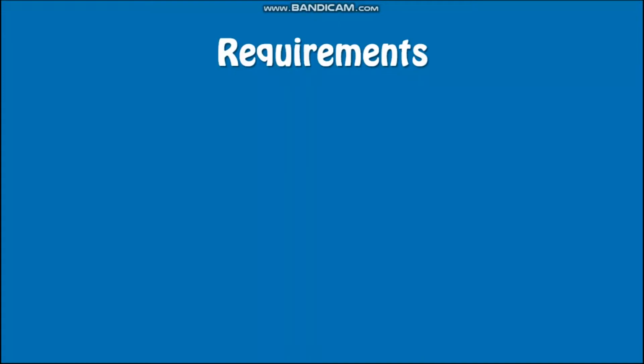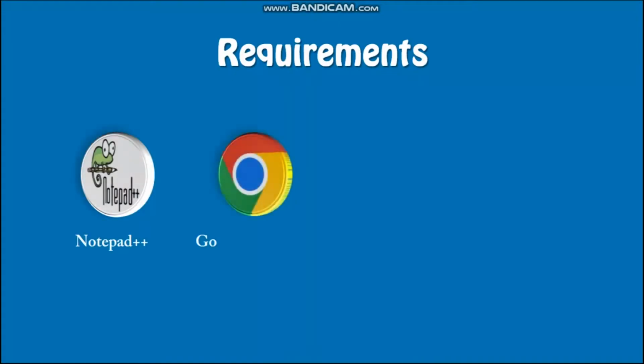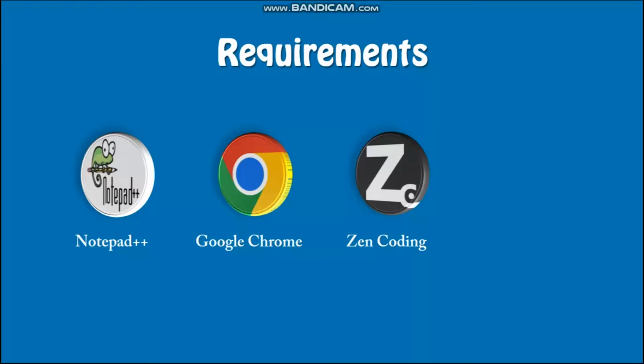And the requirements to create a fully responsive and dynamic website for a project: we will be using Notepad++ as our IDE, and we are going to use Google Chrome to display and show the results of the project. And we are going to use Zen Coding as a plugin. Now, Zen Coding is a plugin which can help you to build and develop your website very fast, and you can install it inside your Notepad++ IDE as a plugin.